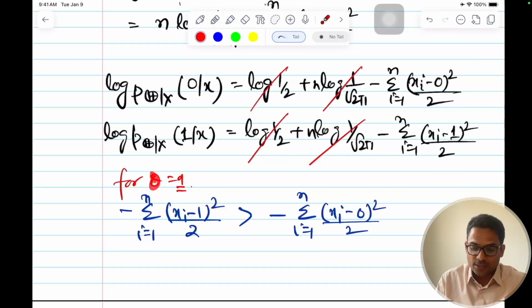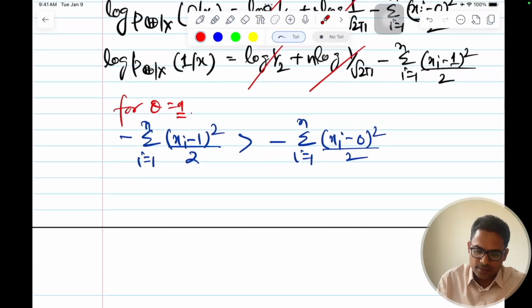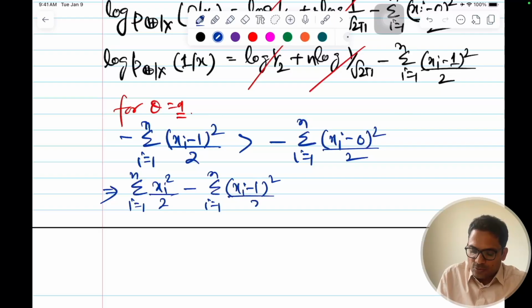For theta to be 1, not 0, this term should be greater than this term. Only then this will hold. Okay, let's continue. So this implies, what will be the case? I'll bring this term also here. This will become sigma i equal to 1 to n xi square by 2 minus sigma i equal to 1 to n (xi minus 1) whole square by 2 is greater than 0.